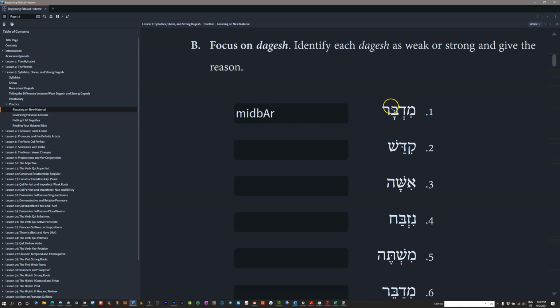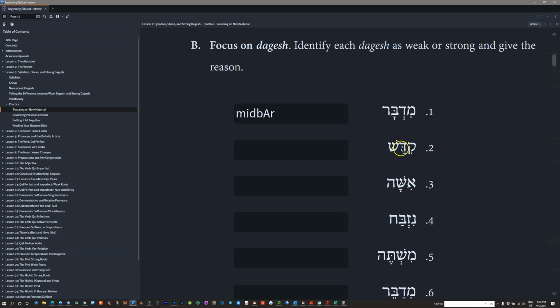But the weak Dagesh can only carry one vowel. So that's why it has to be preceded by a consonantal sound, not a vowel sound. I don't know if that's a helpful way to remember it or not, but you do need to get that association down. If the Dagesh is preceded by a vowel sound, it's strong. If it's preceded by a consonant sound, it is weak. All right, so let's apply that further here.